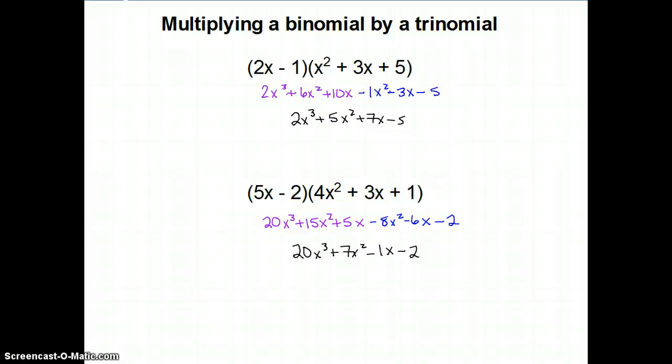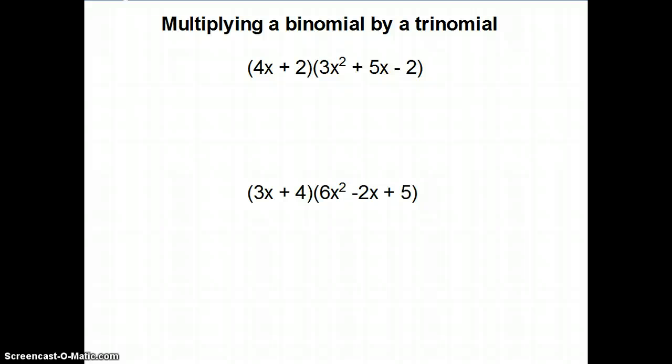From the first, you should have 2x to the third plus 5x squared plus 7x minus 5. And from the second, you should have 20x to the third plus 7x to the second minus 1x minus 2. Go ahead and take a second to pause the video one more time, practice these two more before I introduce one more new topic for the day.